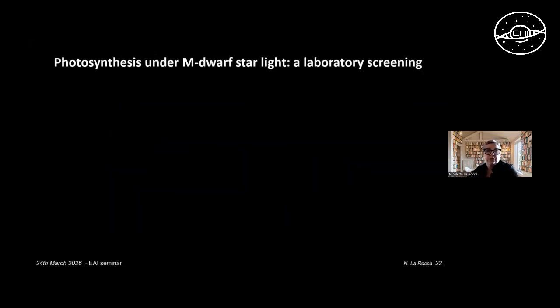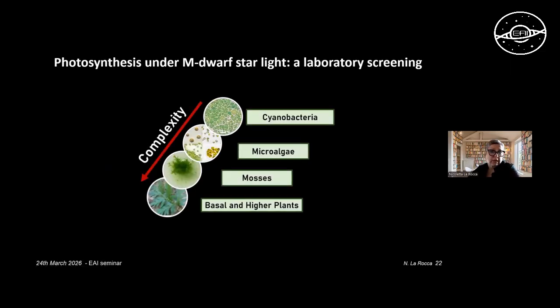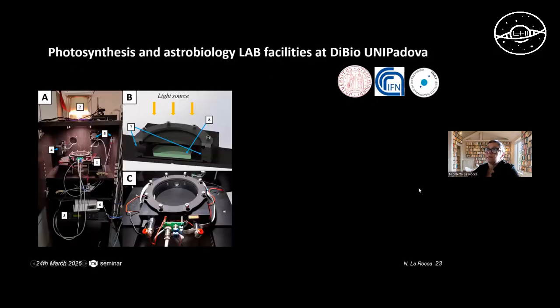Starting from this knowledge, we perform laboratory simulations and laboratory screening of photosynthetic organisms exposed to M-dwarf light spectra. We consider organisms with different complexity, from cyanobacteria to higher plants. To perform this laboratory screening, we utilized a facility that is now present in my lab, in the Department of Biology of Padova.